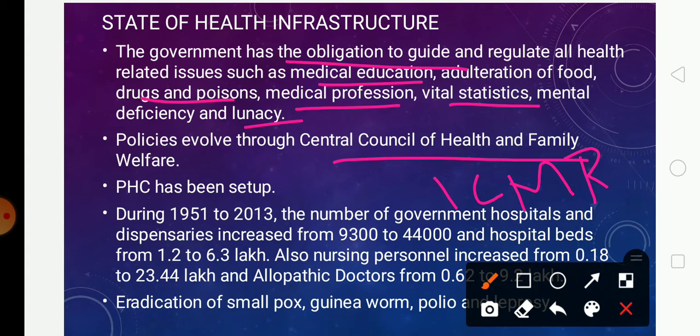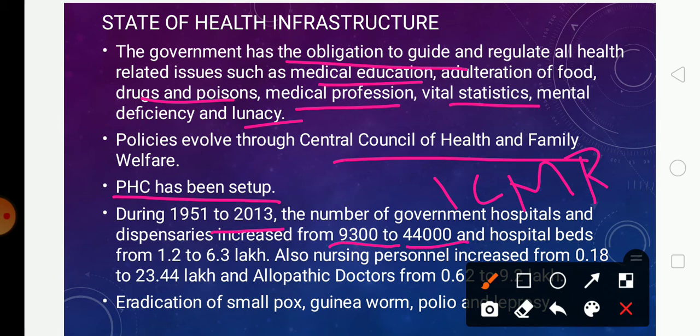All that will be taken care of by the ICMR. Not only that, the primary health centers have been set up in our country to give primary facilities to each and every citizen of our country. See, during 1951 to 2013, the number of government hospitals and dispensaries increased in our country from 9,300 to 44,000. So many hospitals have been constructed in our country.